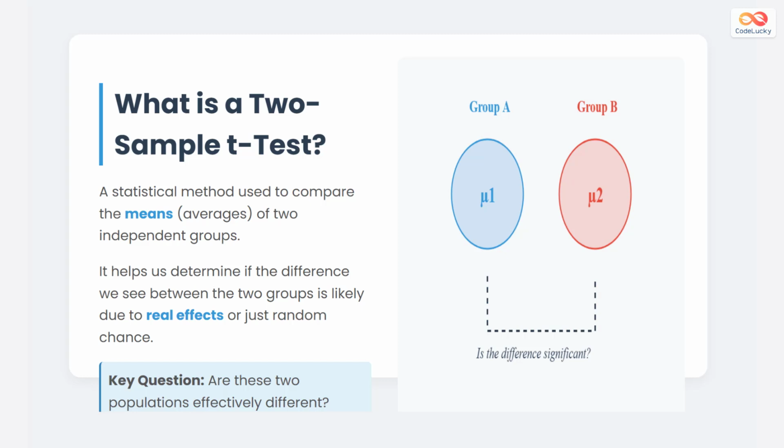So, what exactly is a two-sample t-test? Simply put, it is a statistical test used to determine if the average, or mean, of two separate groups differs significantly. It helps us answer the question, is the difference we see in our data real, or did it just happen by random chance? If we compare Group A and Group B, this test tells us if they are effectively from different populations.